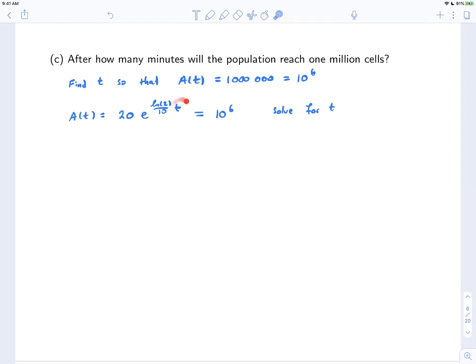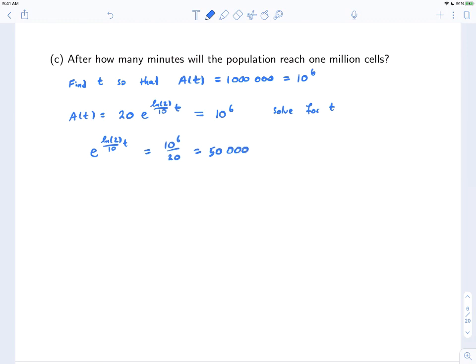So that's our objective, to figure out what this t is in this equation. The first thing to do is isolate it as much as possible. So we're going to start by isolating the exponential by dividing everything by 20. So e to the ln of 2 over 10 times t is equal to 10 to the 6 over 20, which is 50,000.